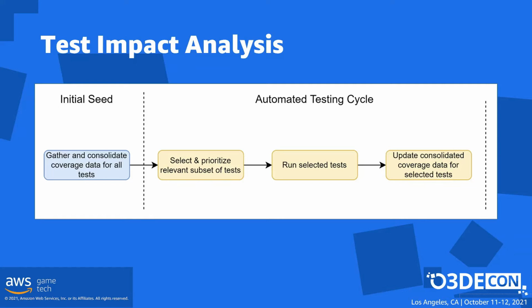This cycle of selecting, running, and updating allows each subsequent run of automated testing to use the most up-to-date coverage data for its test selection. This is incredibly important for test impact analysis because if the data drifts and becomes stale, then we can no longer be confident in our ability to select the relevant subset of tests for a given set of changes based on the existing coverage data.